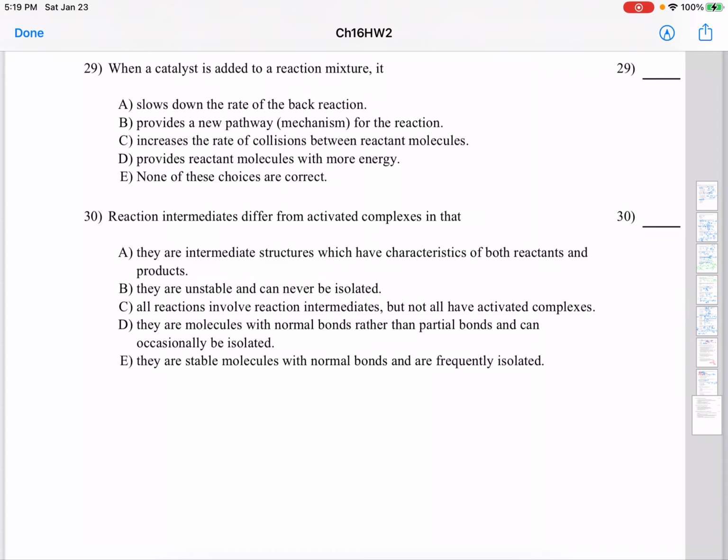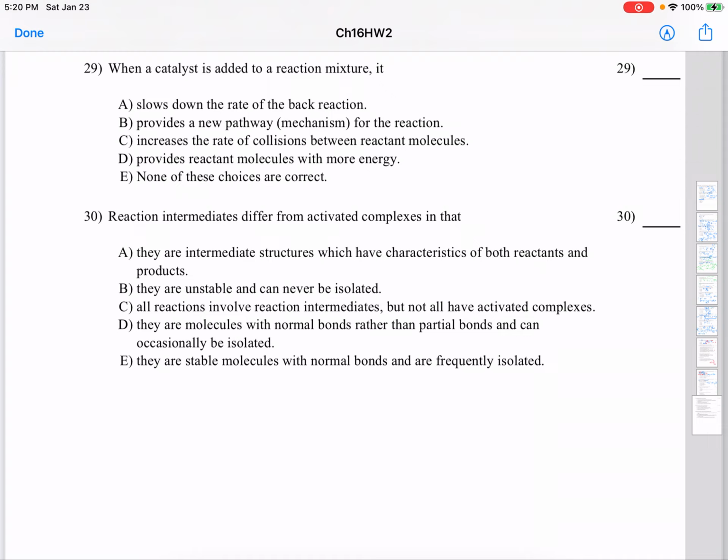Reaction intermediates differ from activated complex. Why do reaction intermediates differ from activated complex? Activated complex is a transition state that normally you would find at the top of an activation energy potential energy diagram. So they are intermediate structures which have characteristics of both reactants and products. They are unstable and can never be isolated. All reactions involve reaction intermediates, but not all have activated complexes.